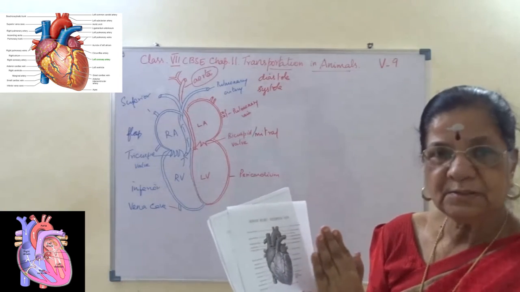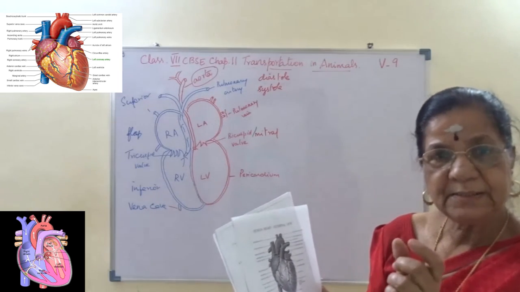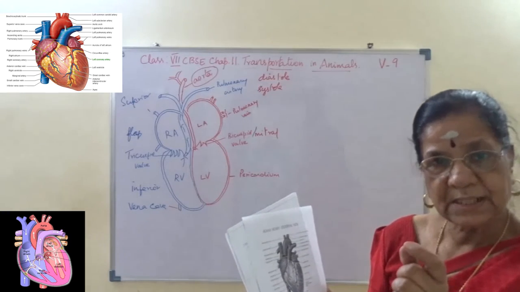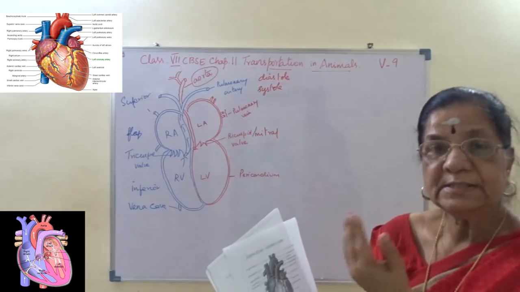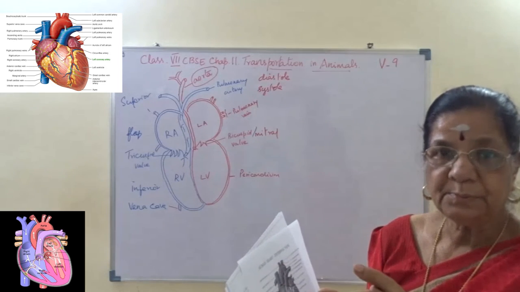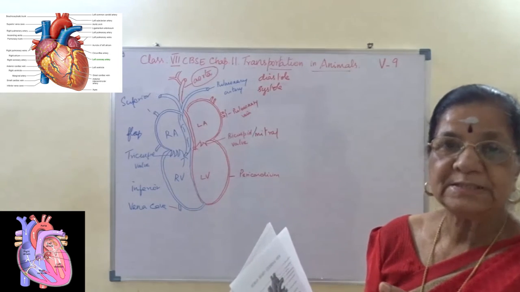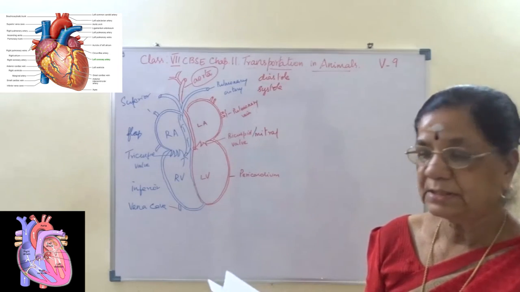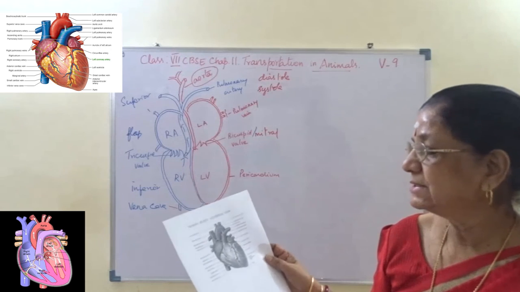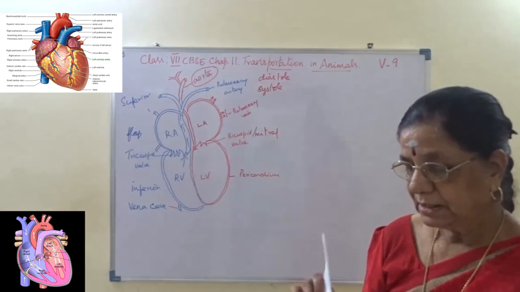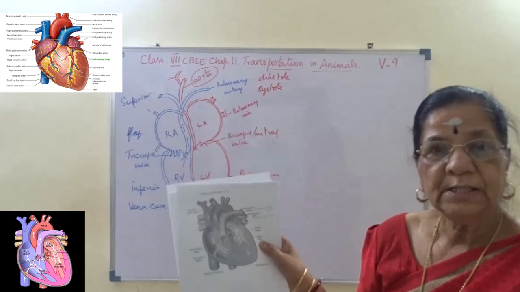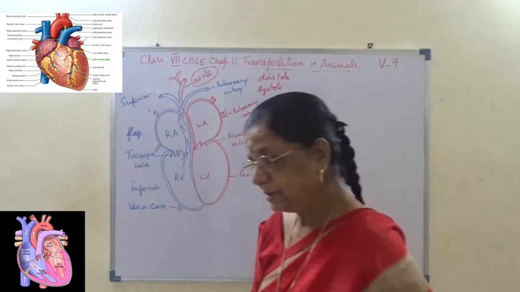Sometimes with medication itself the blocking fatty substance can be dissolved, otherwise they place a stent. When it is severe, then the person has to undergo bypass surgery. I hope you are clear. So this is the external structure of human heart, and this is, as I already showed you, the internal structure of human heart.